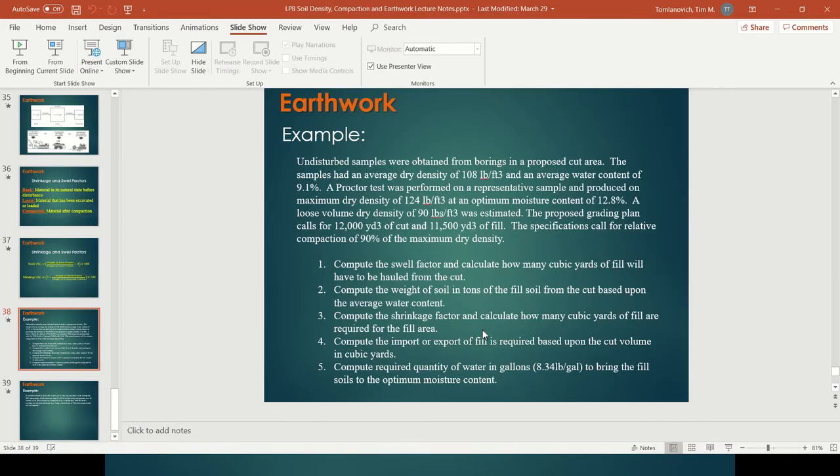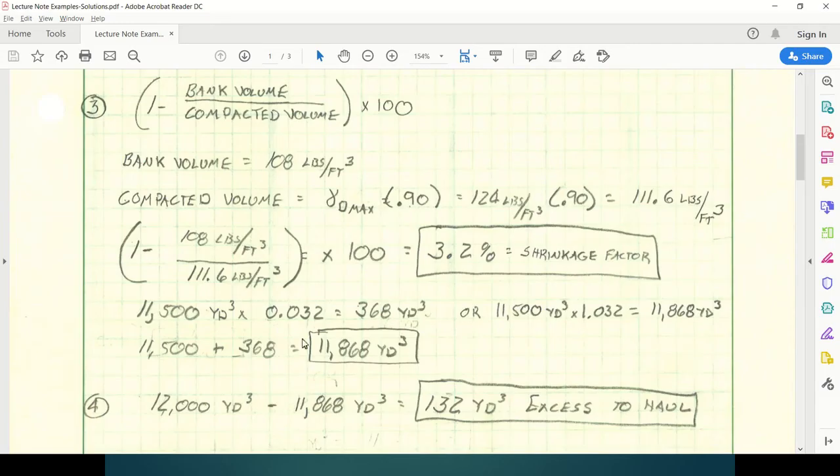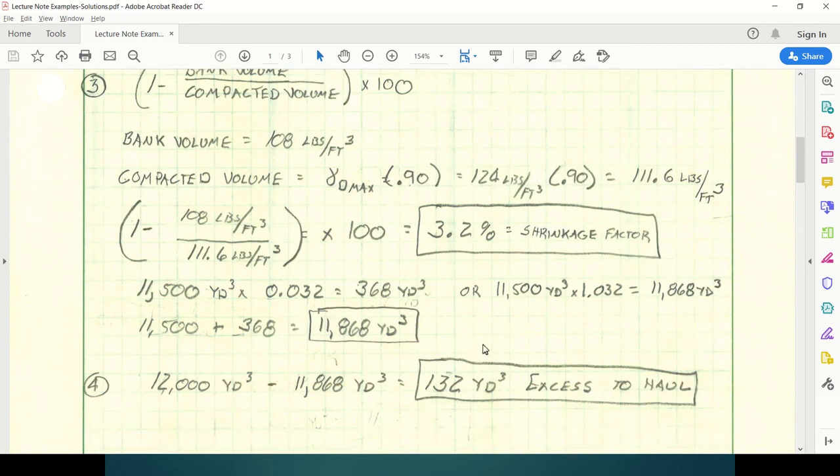Number 4, compute the import or export of fill required based on the cut volume in cubic yards. So our cut volume is 12,000 cubic yards. That's in place, minus what we're going to compact it to. So we're going to have to haul out 132 cubic yards of excess.